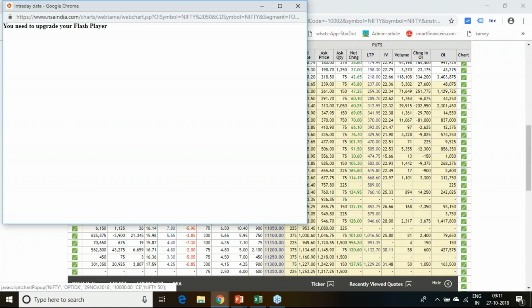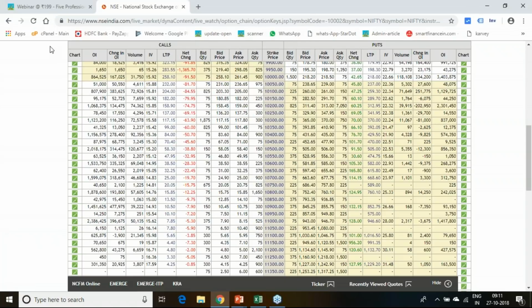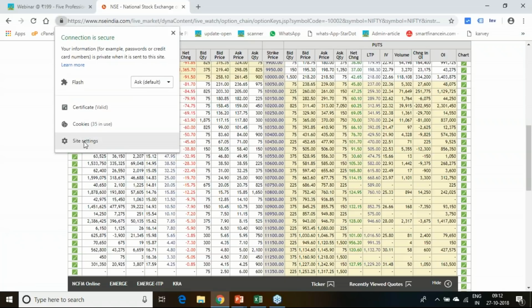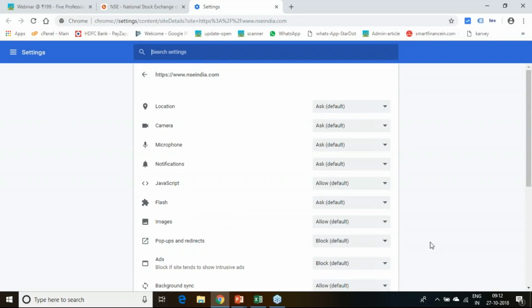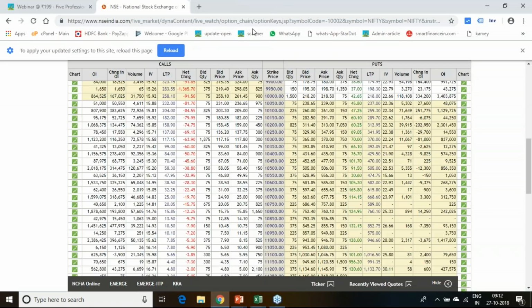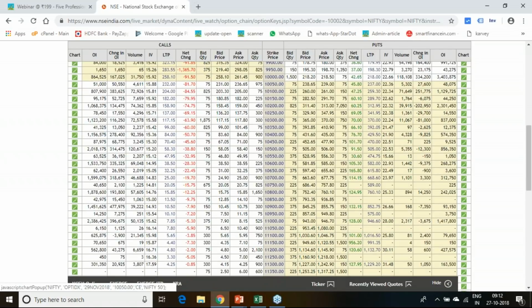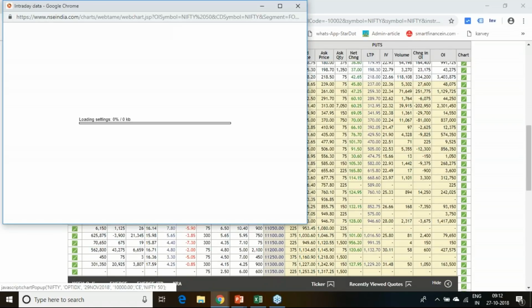Once you click here, you will get the option chart here. It will ask you to upgrade Flash Player. If you have not upgraded, click on this button, go to the site settings, and you will get Flash here. Allow it, and once you allow this, the charts will come properly. So reload. The page is reloaded now. We are just going to see the charts here.